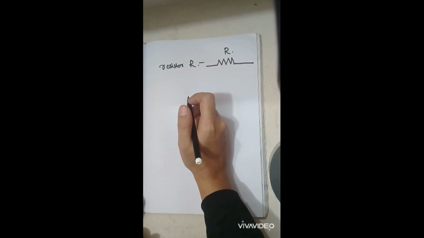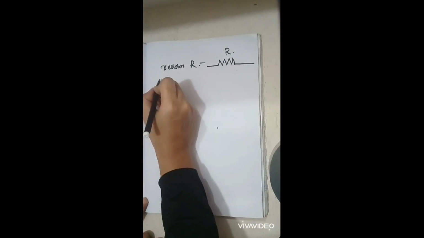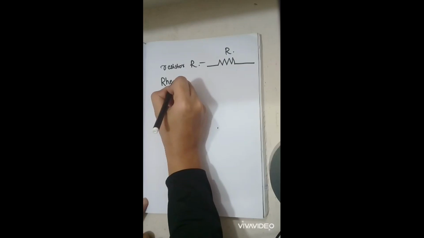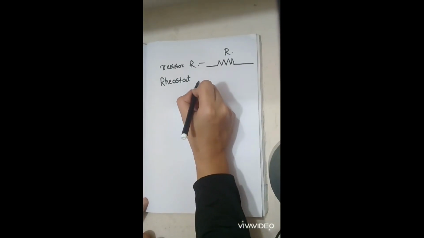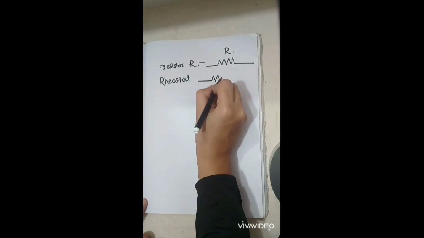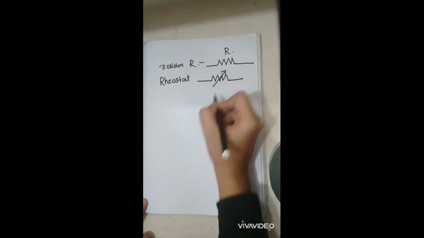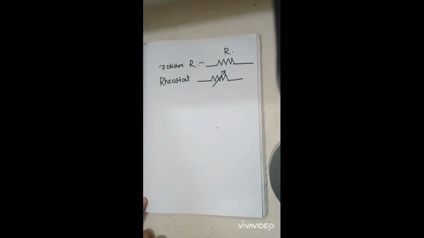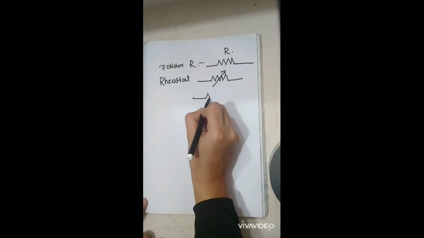Okay. Then variable resistance or rheostat. The symbol of rheostat is the same as that of resistor, but a small change is there, that is, there will be an arrow mark. Okay. Or we can draw it like this.